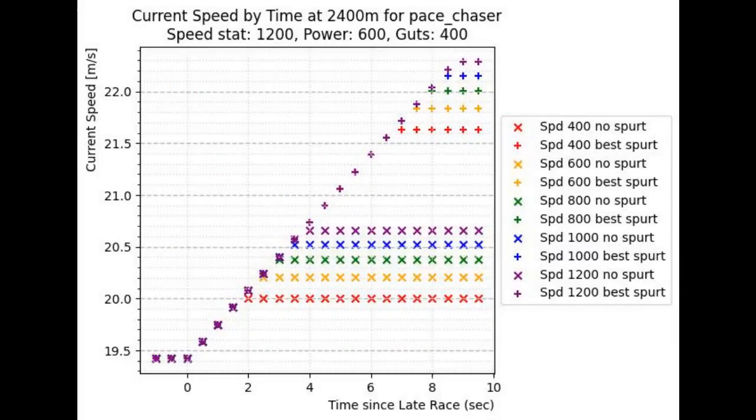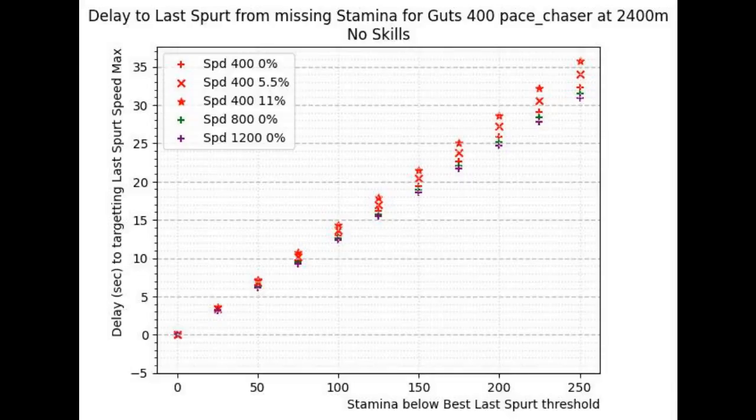If we plot how current speed changes as the horse enters late race, we see that a delay of 2 or 3 seconds to the last spurt will not make a difference. So long as your horse changes target speed before finishing acceleration, she hasn't lost out. How much slack in the stamina check does that mean? About 20 stamina for a pace chaser running a 2,400 meter race with 400 guts. Not a lot. And she needs to pass a wit check.